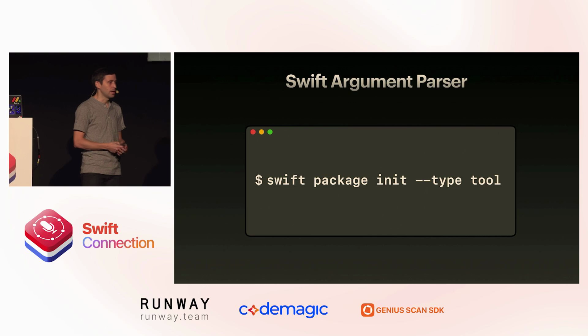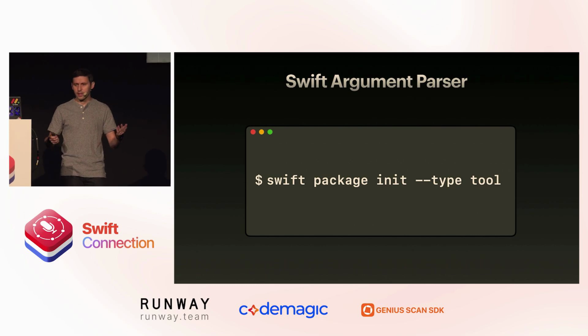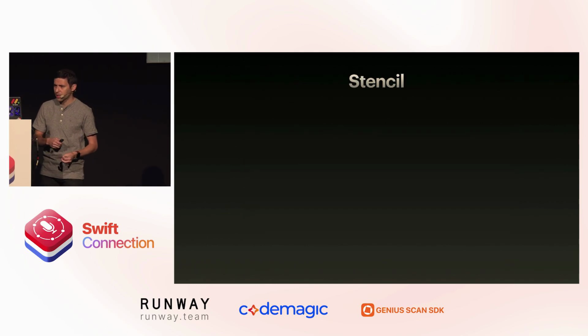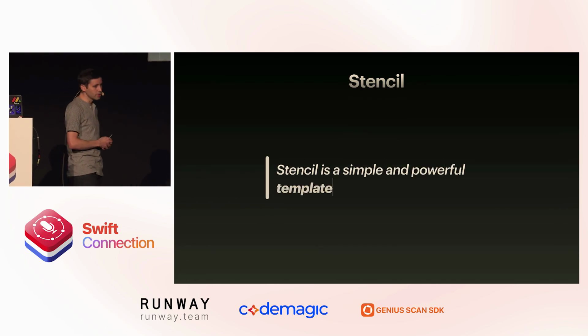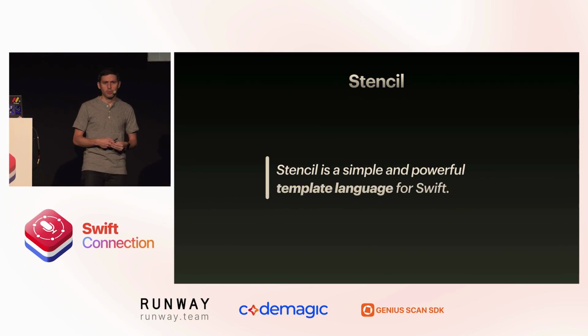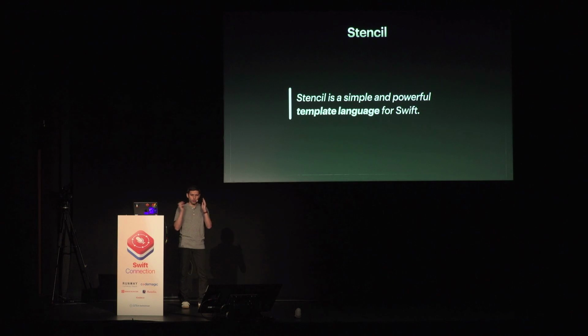You can init when creating a new package. You can just do --type tool, and it's going to create a package for you, including the argument parser as a dependency. And we're going to use Stencil also. Stencil is a powerful template language for Swift. So basically, you write a template and you inject data, and it outputs text.